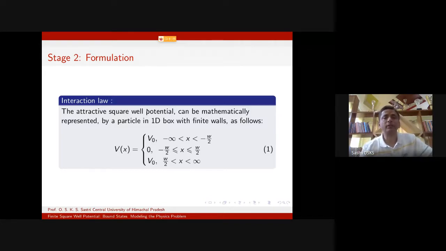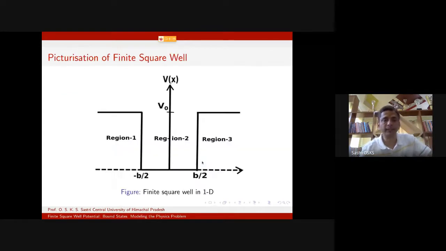The attractive square well potential can be mathematically represented in this fashion. Now I shifted it upwards. So V of x is equal to V naught for minus infinity to minus W by 2. Again, I have changed the symbol here: the width I said is A, but now I'm saying it is W. And V of x is 0 between minus W by 2 and plus W by 2, and equal to V naught for W by 2 to infinity. Something like this it will look.